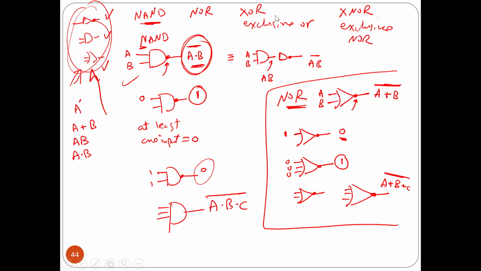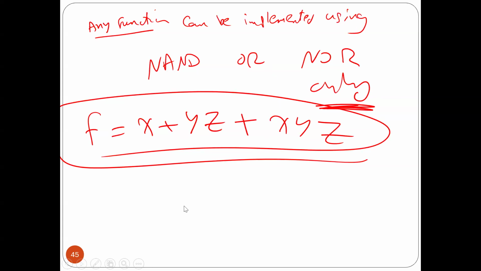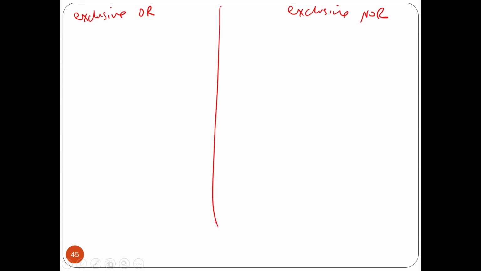Now we have two other ones, exclusive OR and exclusive NOR. So why do you need them? That's what I'm gonna explain. So here we have exclusive OR, and exclusive NOR. These are two more gates, okay? So first of all, what is the symbol for this one? The symbol of this one is like OR, but we have a curve here this way, okay? So this is a new symbol, okay?